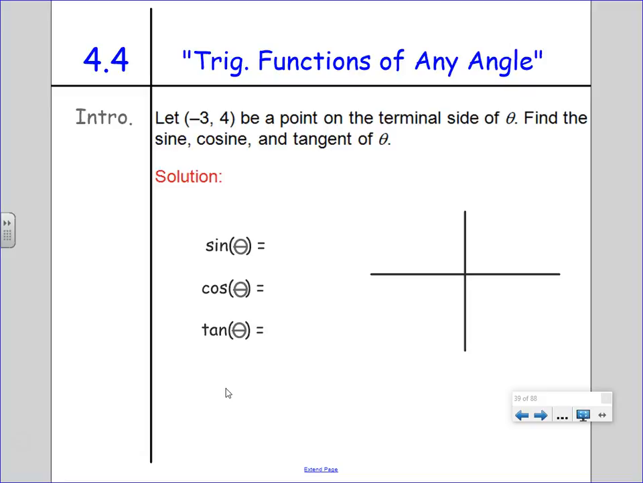Don't we know that sine is opposite over hypotenuse? I know some of you just put O over H, and that's perfectly fine. I don't put O because I don't want people to think it's 0. Cosine is adjacent over hypotenuse. And tangent is opposite over adjacent. But here's the problem. They tell us, let (-3, 4) be a point on the terminal side of theta. Find the sine, cosine, tangent of theta.